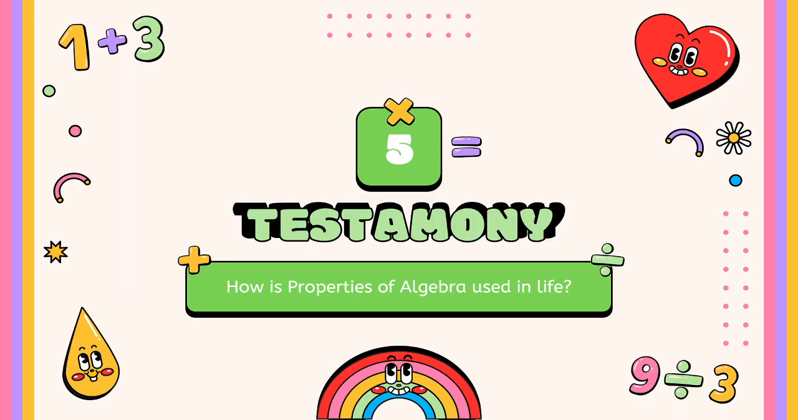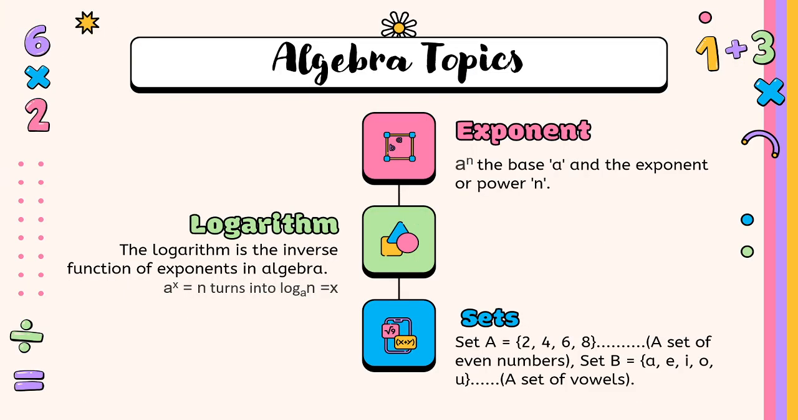Okay, so now we have exponents, logarithms, and sets. Exponents is a mathematical operation written as a^n. Here the expression a^n involves two numbers, the base a and exponent or power n. The logarithm is the inverse function of exponents in algebra. The exponential form represented as a^x = n can be transformed into logarithmic form as log_a n = x.